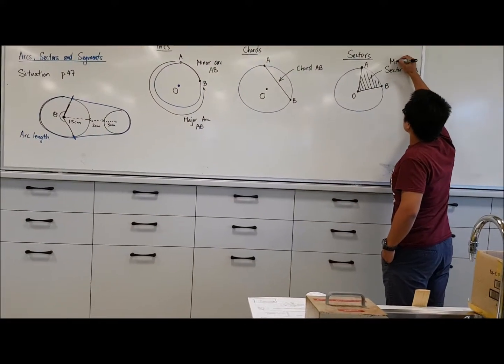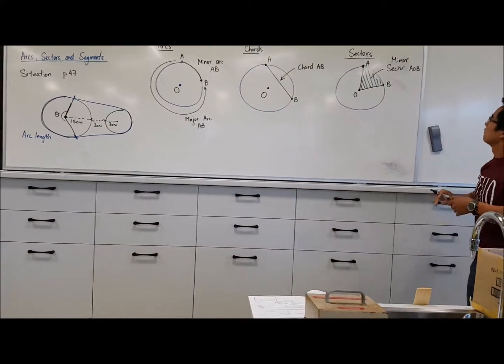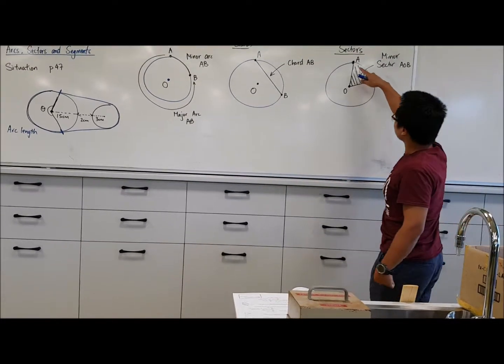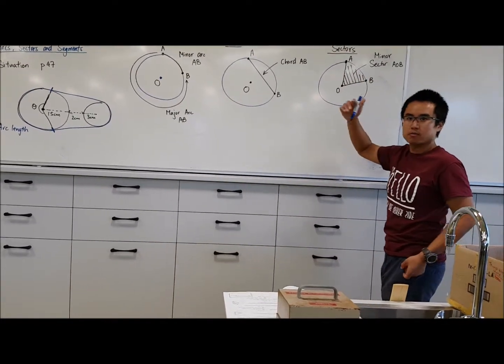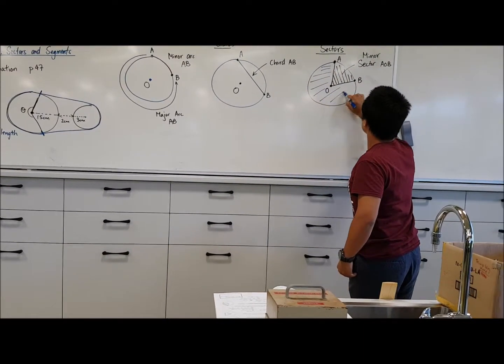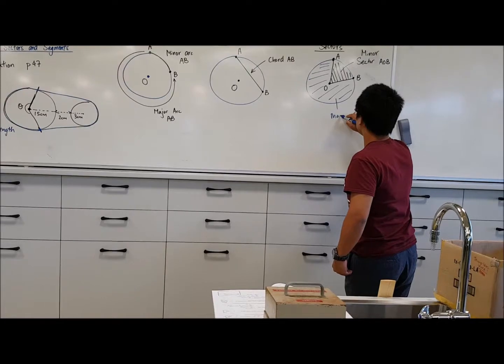This is the minor sector. Of course, you could do the other. So you could take out the slice and care about the remaining area, and that will be the major sector. So yeah, we have the major sector, AOB.